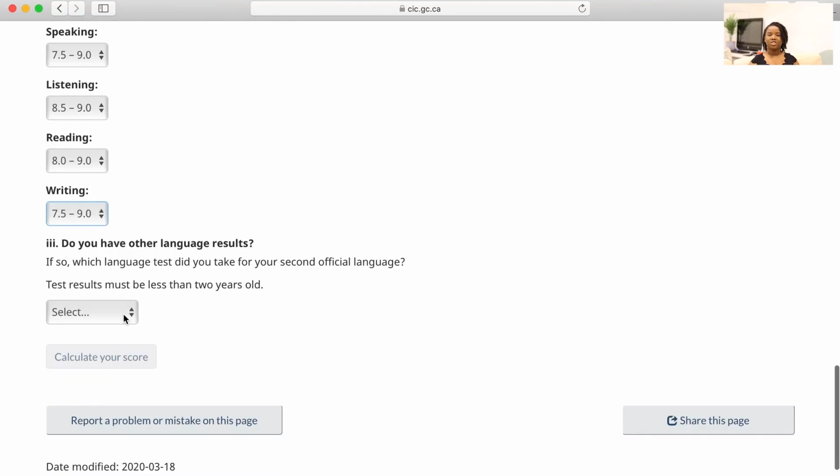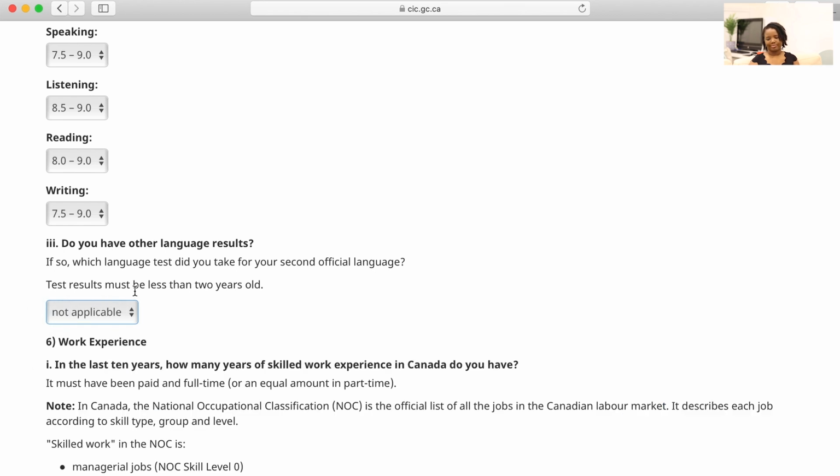If you did French, this is where you would select which French test you did. But for us, it's not applicable because I know most of you guys probably can't speak French. If you can, that's awesome for you. You're going to get more points.